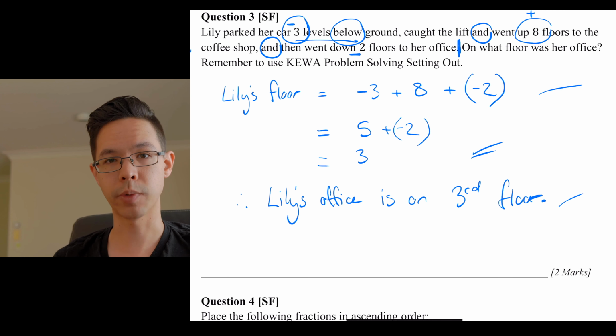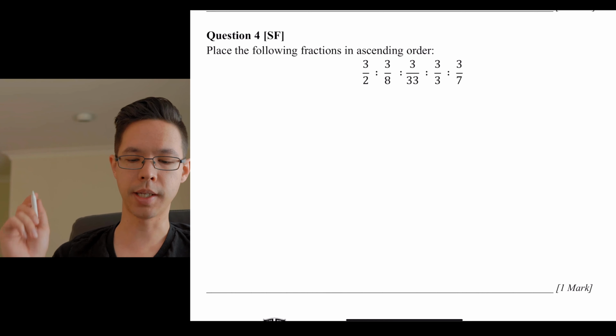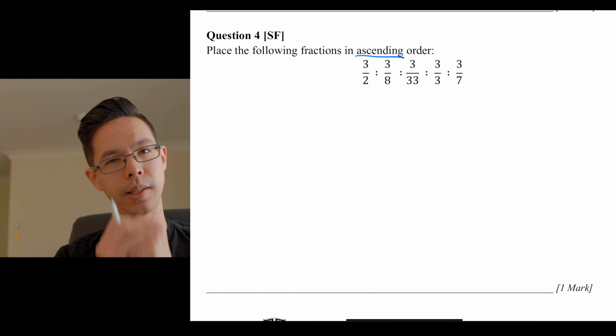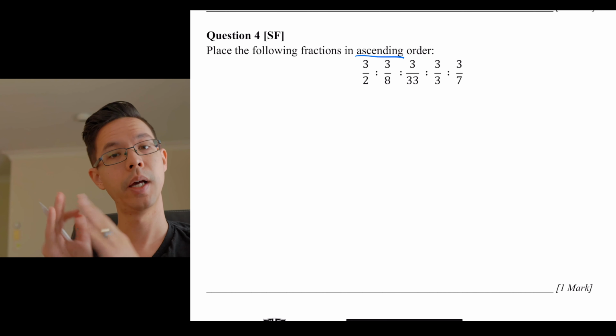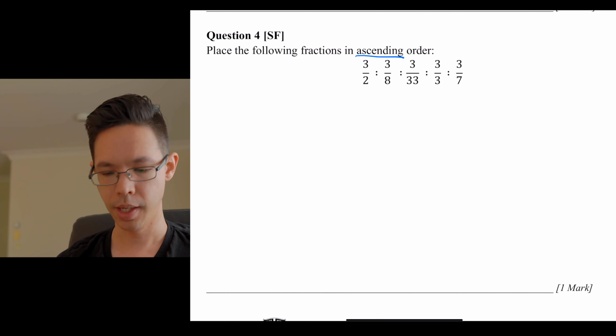All right, we're ready to go into question 4 next. Question 4. Place the following fractions in ascending order. To ascend means to go upwards. So we must be starting from the lowest value or lowest number and work our way to the highest value or highest number, biggest number. So how do we work this out?